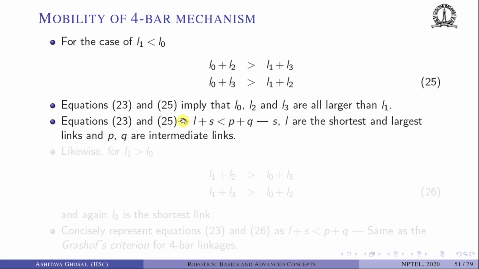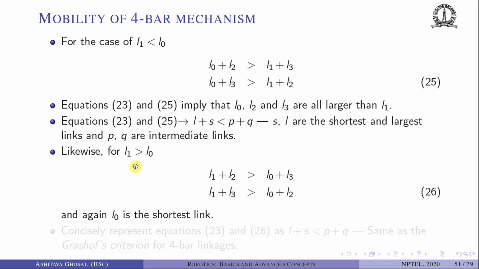Equations 23 and 25 also imply, in a short form, that L plus S is less than P plus Q, where S and L are the shortest and the largest links, and P and Q are the intermediate links. Likewise, the previous case was when L1 is less than L0. If L1 is greater than L0, we'll have L1 plus L2 greater than L0 plus L3, and L1 plus L3 greater than L0 plus L2. All these conditions come from the fact that we want the crank, the angle theta1, to rotate fully.